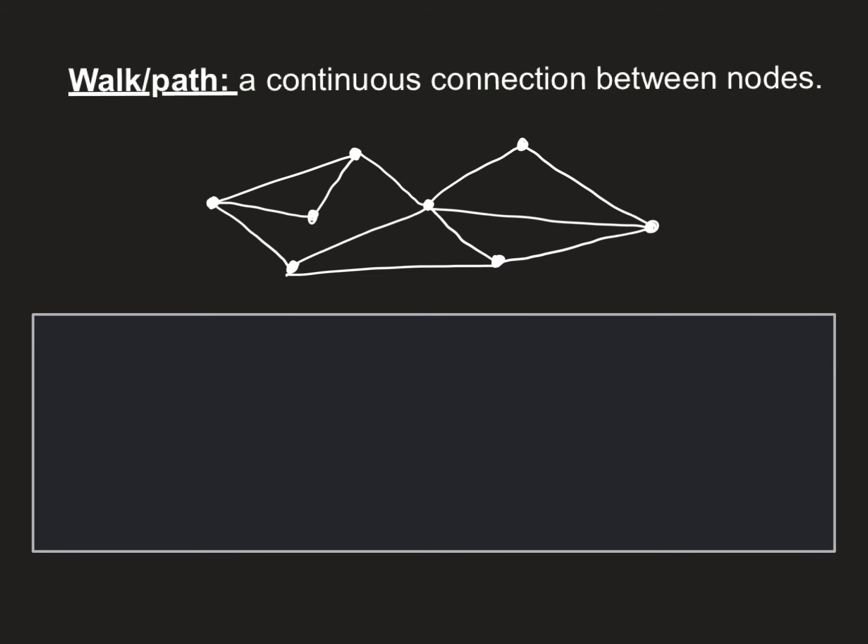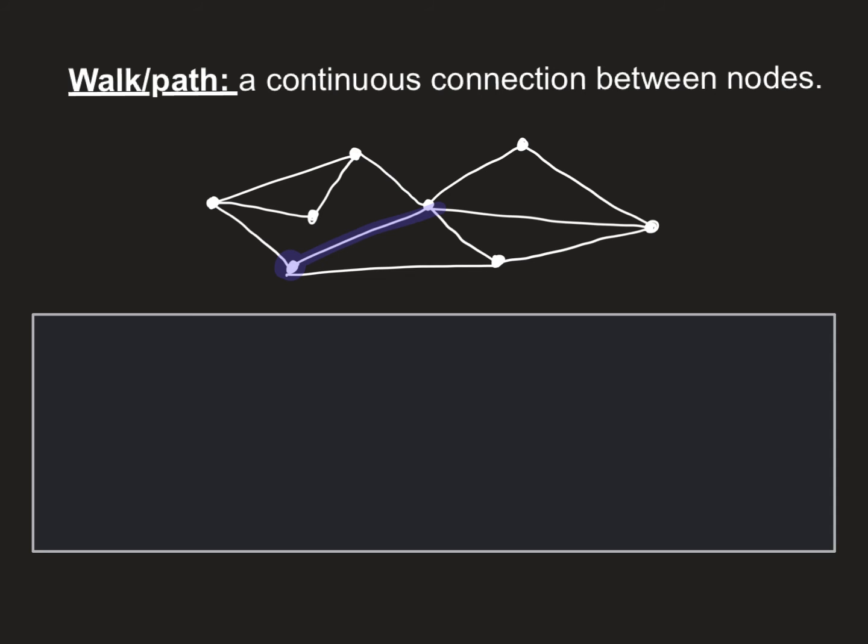Okay, some more vocabulary here. A walk or a path is a continuous connection between nodes. It doesn't have to go through everything. It doesn't even have to go through most of them. You could start here and then just walk. Cool, that is a walk. That's an example of a walk. You could also have a walk where you start here and you are done. That's it. It's just moving along one node.